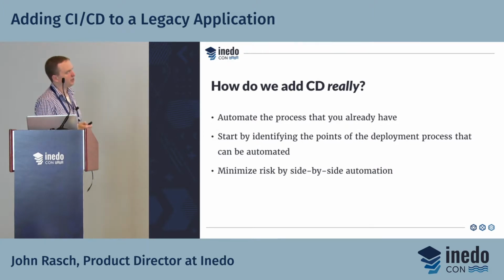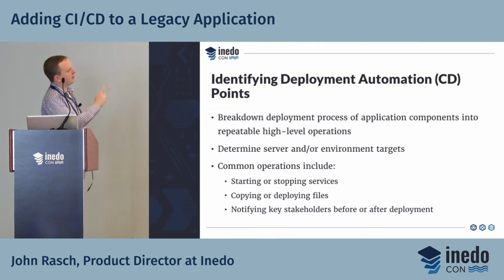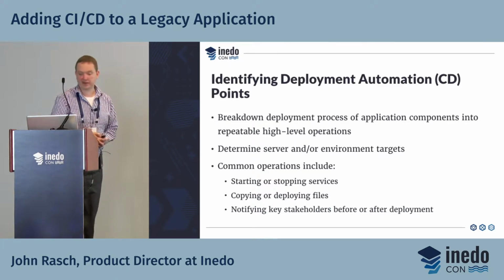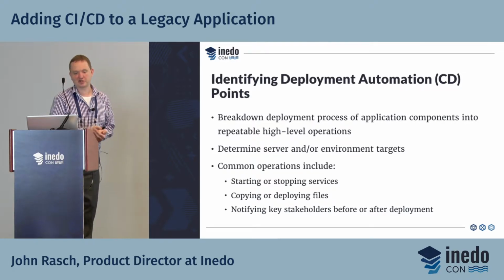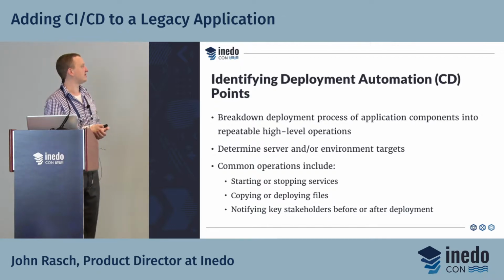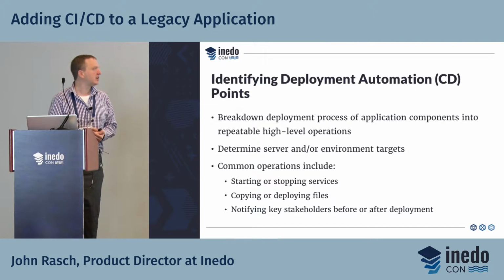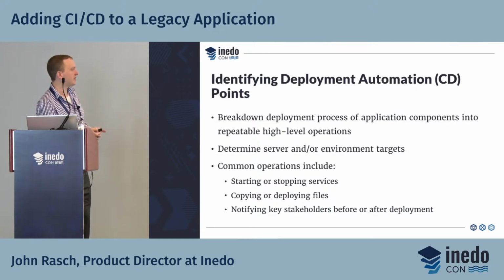So what are some of these points? Break down the deployment process of application components into repeatable high-level operations. Determine server and/or environment targets, so that would include the workstation on Bob's desk. And common operations include starting or stopping services, copying or deploying files, and notifying key stakeholders before or after deployment. And that could be via email, via Slack these days. That seems to be the most common.